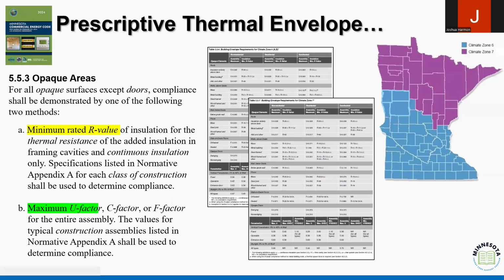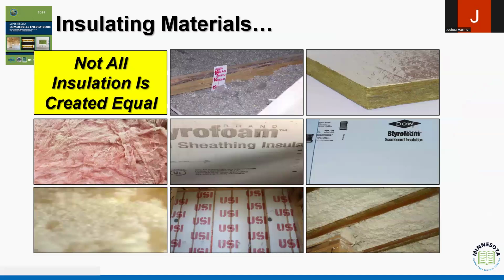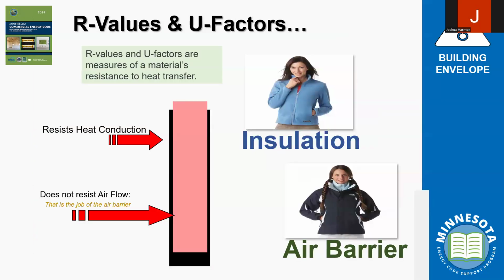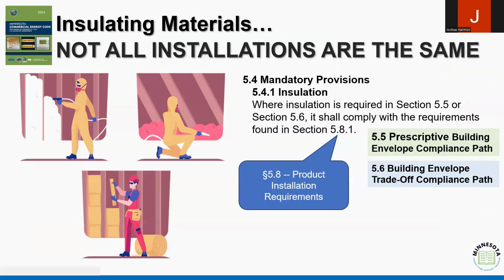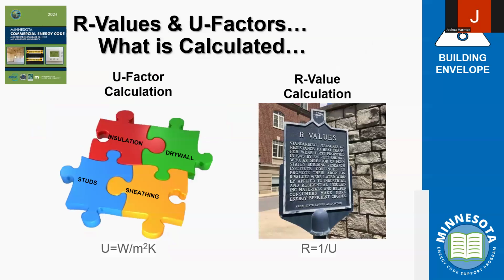We normally associate that when we talk about these opaque systems. We normally associate that with insulation, right? That's our normal go-to, is insulation. But not all insulation is equal, because not all insulation has the same R value. It has different qualities and expectations, because not all installations of insulation are the same, right? Because we're going to be looking at how I get an R value versus a U factor.